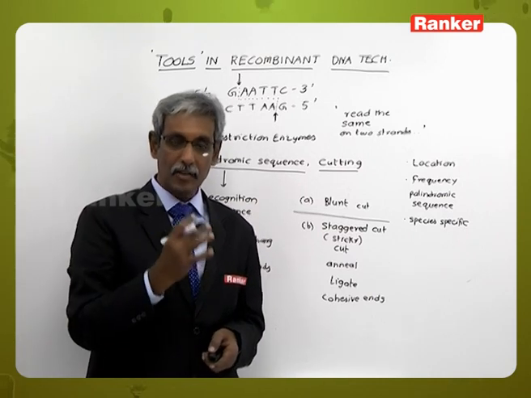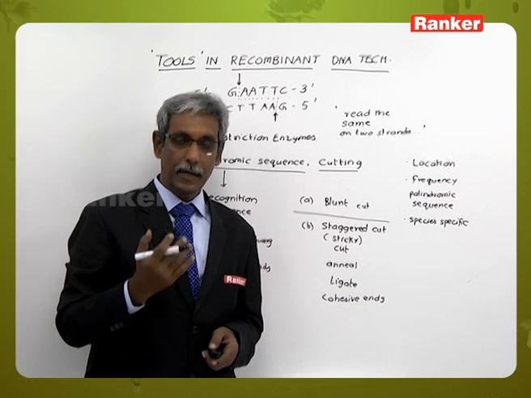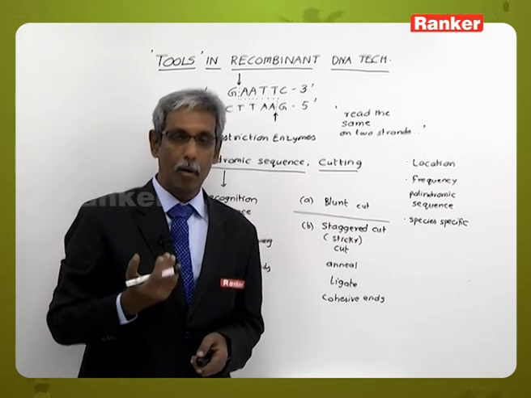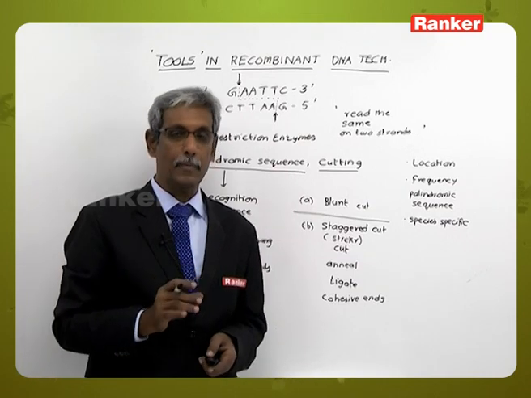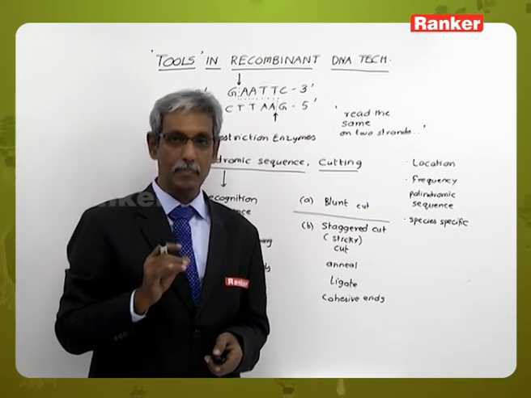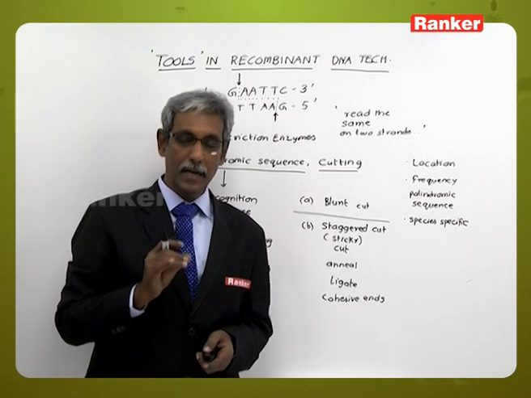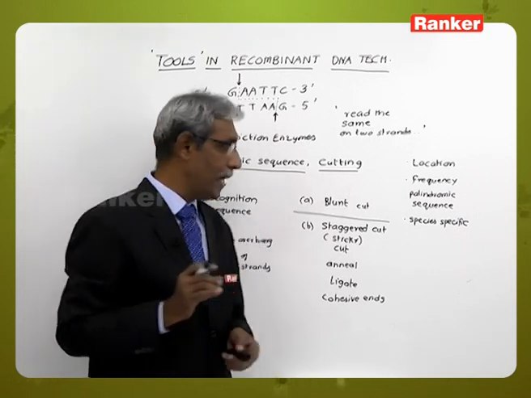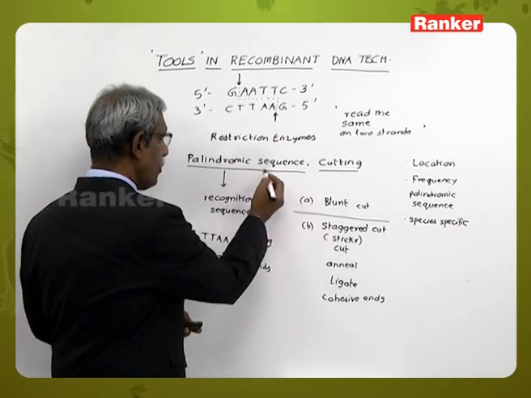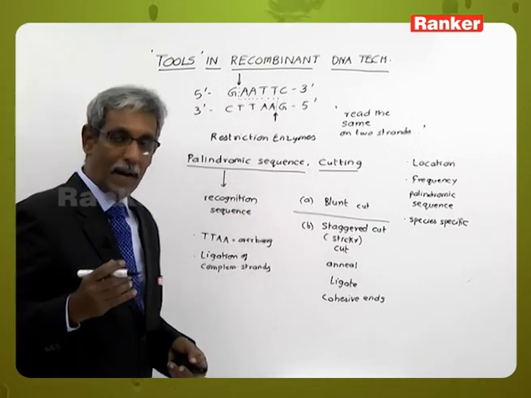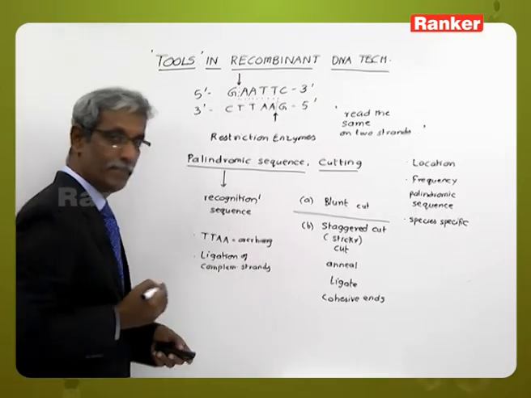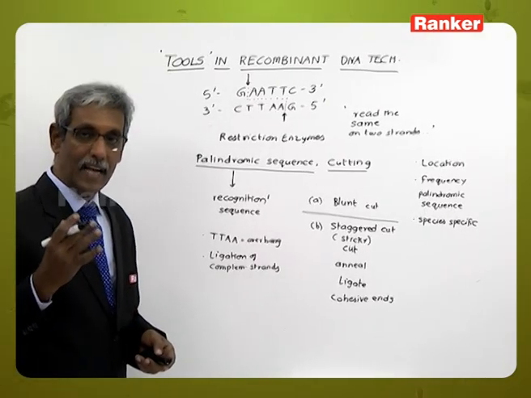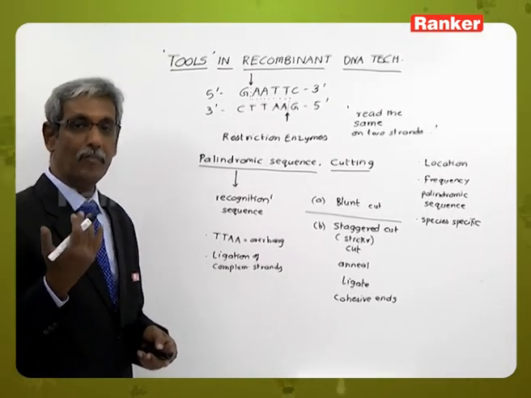So if you take Escherichia coli, or Erwinia carotovora, or Streptomyces, in each of these particular strains, the palindromic sequences present on the DNA are specific sequences which are in turn recognized by restriction enzymes. Now what do palindromic sequences convey? The palindromic sequence conveys that it is a recognition sequence and it is recognized by the specific battery of restriction enzymes.